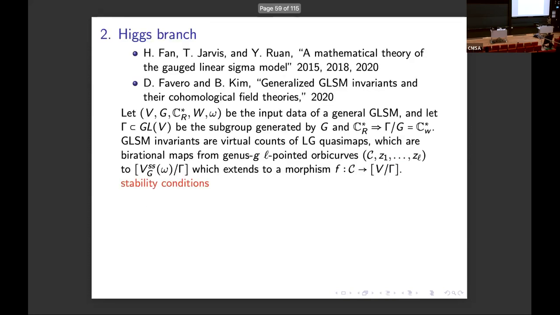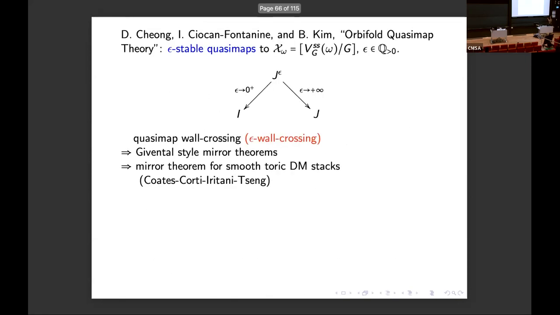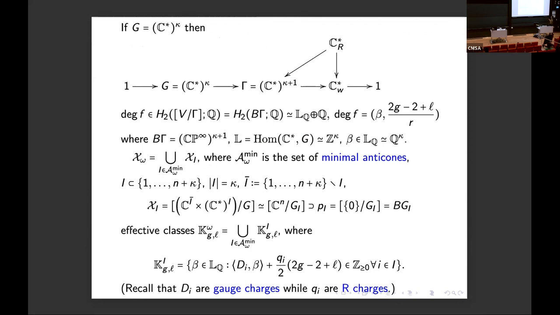And because rationally the co-character of gamma is split into the co-character of the gauge group G and the co-character of C star W, but the degree of the C star W part is fixed. So this beta is the degree, so this beta is a rational co-character of the gauge group G. So here is some notation.